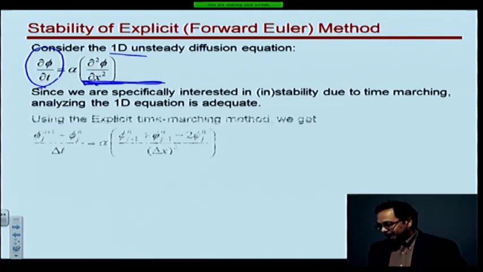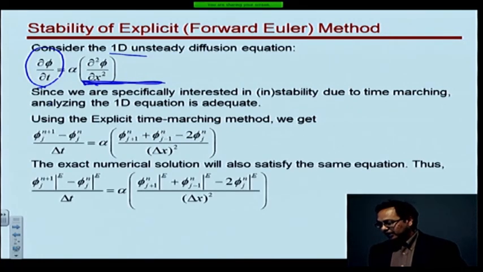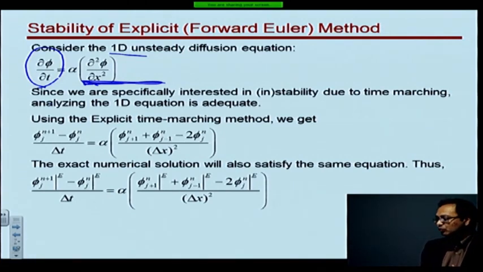So if we do that, then here's our equation. Just taken the y derivative out, and just like for iterative methods, we said, okay, we can have an exact numerical solution that satisfies this equation. Now what you can think of, in this case, the exact numerical solution may be one that you got.